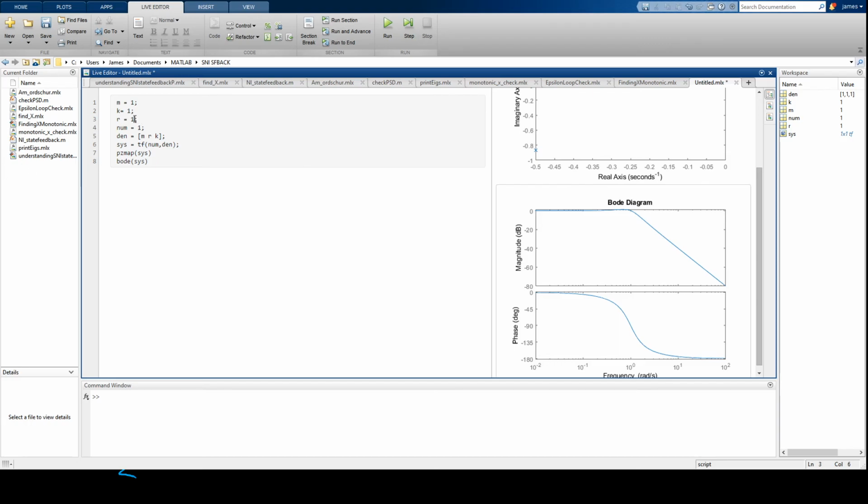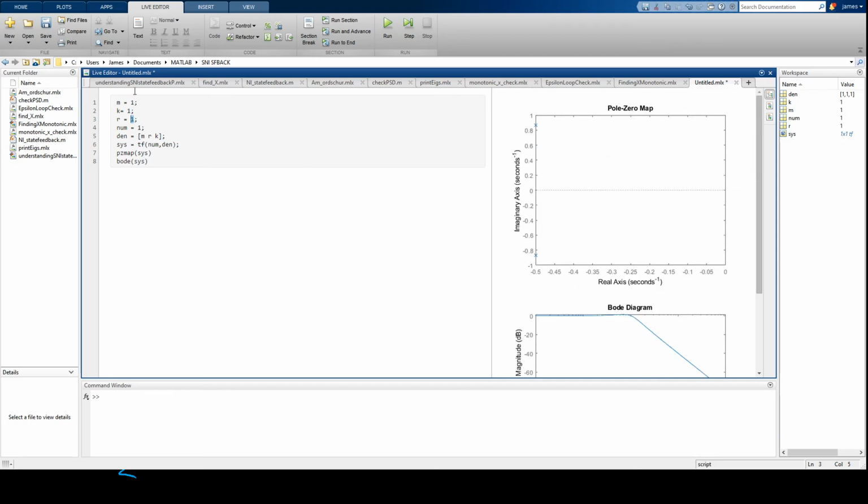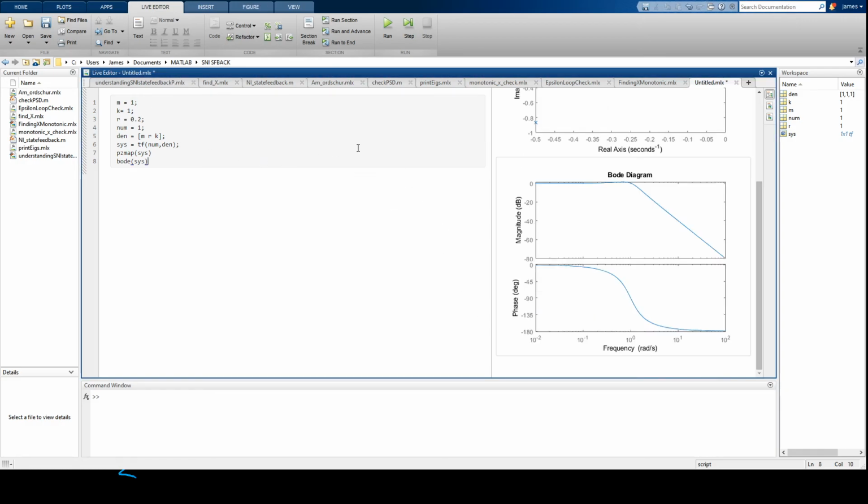So let's take that dampening value of 1 and lower it to say 0.2. So this is our value of R. And we'll run this again. And what you've seen is, hey, the peak's come back. And it's actually quite a bit taller than it was.